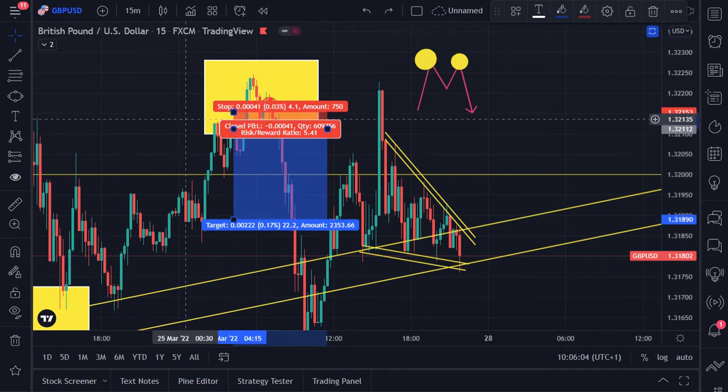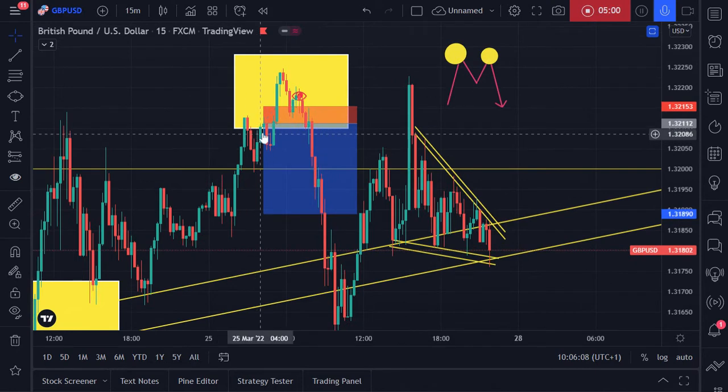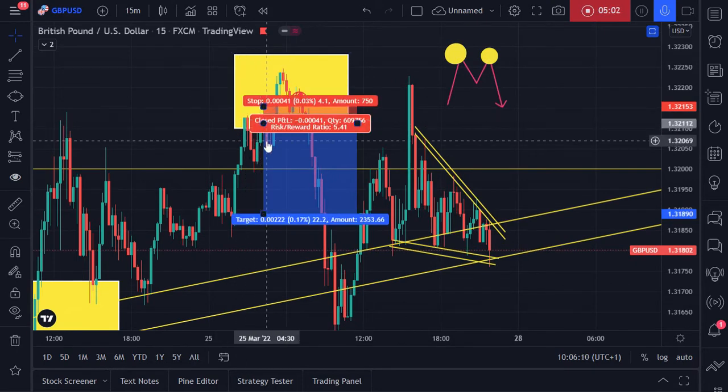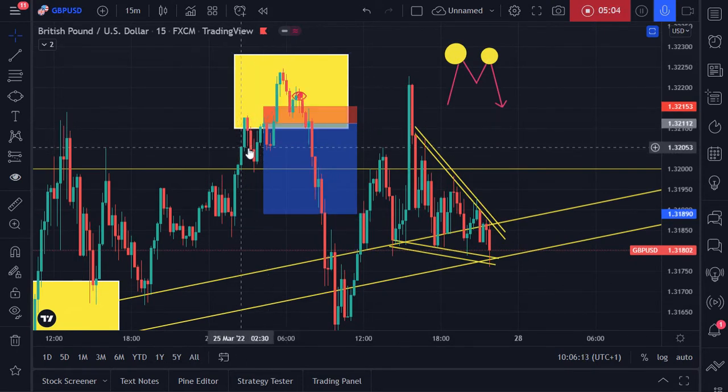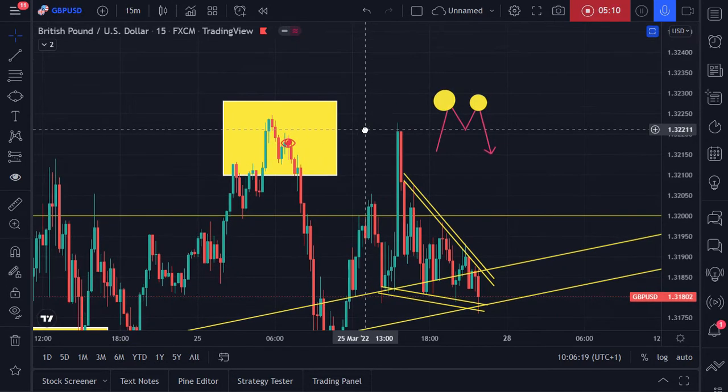Or most likely the next psychological price level. So if we had taken this trade, we would have been in profit for a few pips, and then price took us out, because we did not look out for the right setup to take this trade.